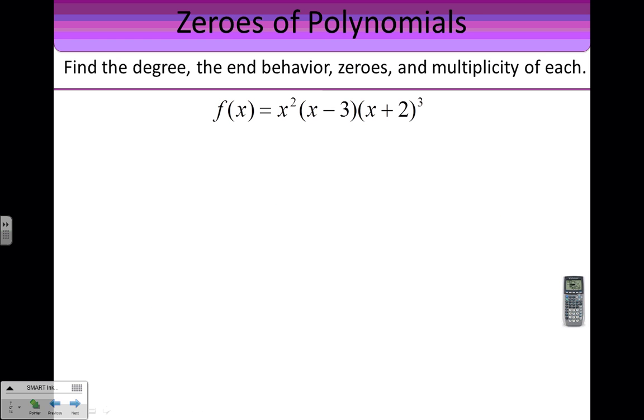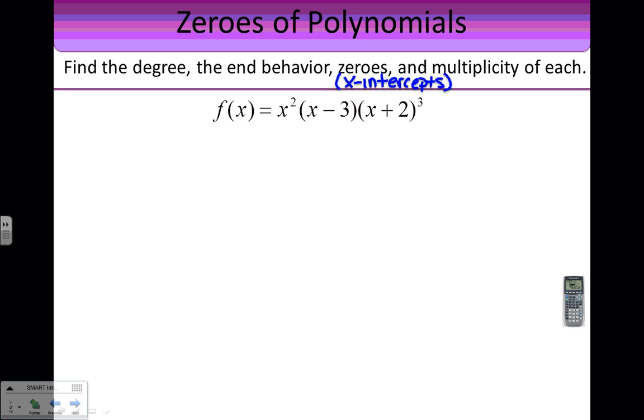All right, so let's look at this polynomial function. I want you to tell me the degree of it, the end behavior, the zeros, and the multiplicity. We're going to talk about what that means with the multiplicity. The zeros, remember, when we're talking about zeros, we're talking about the x-intercepts, because we're talking about when y is equal to 0.